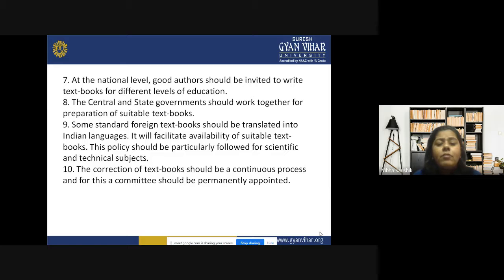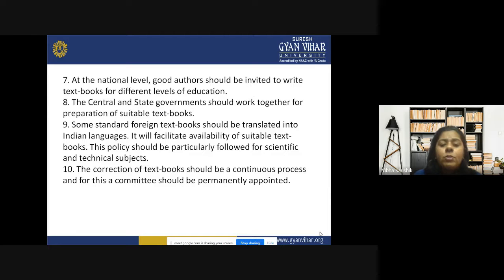Some standard foreign textbooks should be translated into Indian languages. And if we see that these are standard foreign textbooks, then they should be translated into Indian languages. It will facilitate availability of suitable textbooks. Now, if we have translated those books into Indian languages, it will facilitate availability of suitable textbooks.